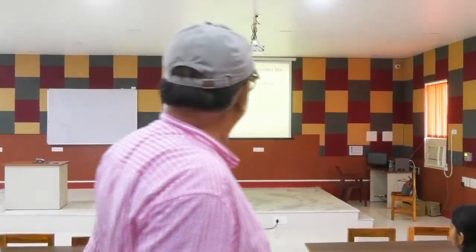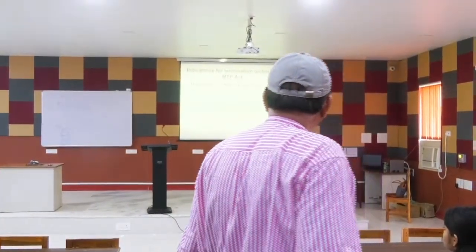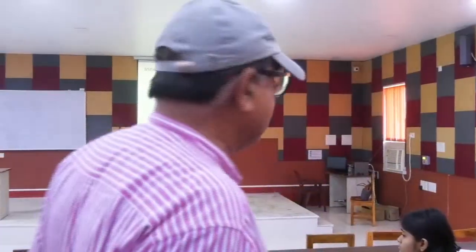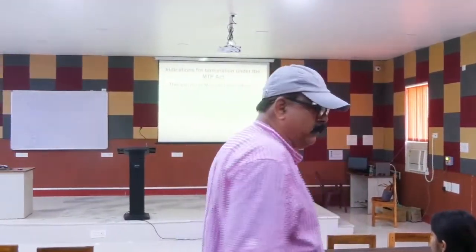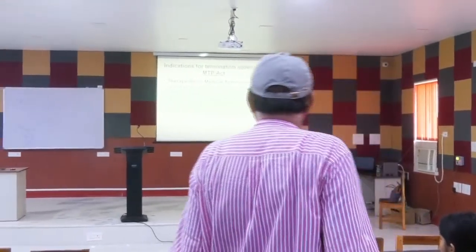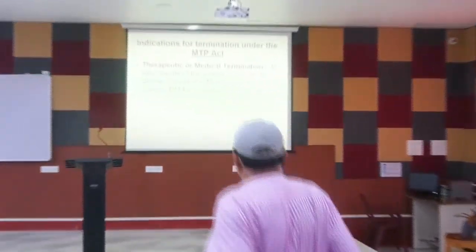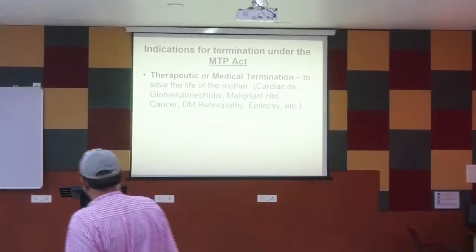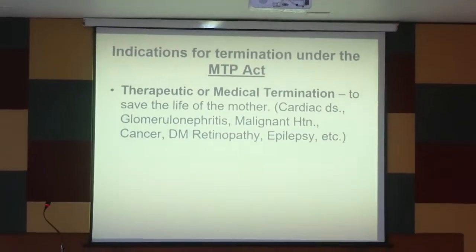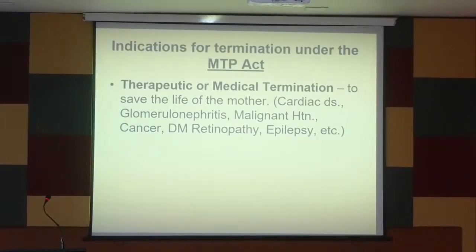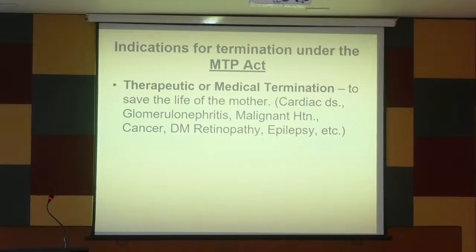So therapeutic medical termination to save the life of the mother. This is the therapeutic condition where doctor is allowed to do it. Nobody can stop you. Why? Condition of the mother. What are the conditions? Just imagine cardiac disease, glomerulonephritis. You have done medicine. Glomerulonephritis, I hope you know it. Malignant hypertension, cancer, diabetic retinopathy, epilepsy, and so forth. There are ample amount of medical disorders where you have to terminate the baby. Otherwise, you may lose both the mother and the baby.